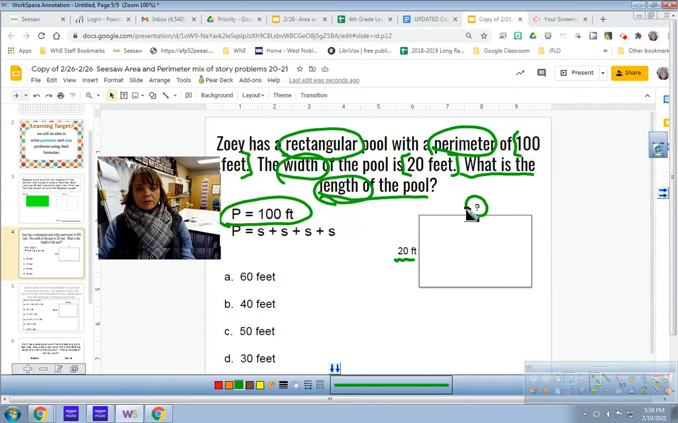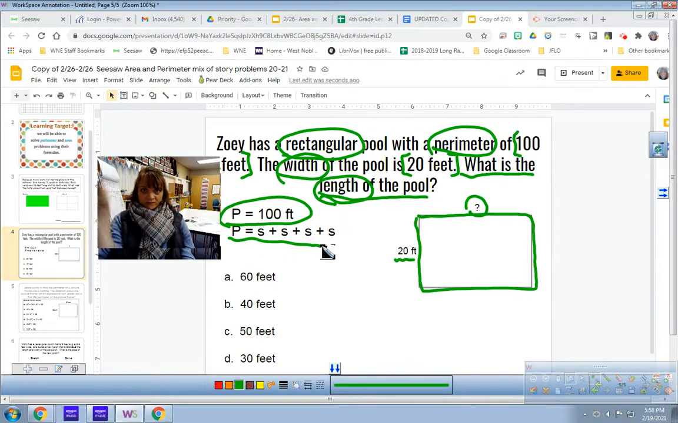So we know that perimeter means the distance around the edge, not what's on the inside. This is not area. It's the perimeter around the edge. And it's important to know that perimeter equals all of the sides added together. The other thing that's really important is that opposite sides of a rectangle are equal.